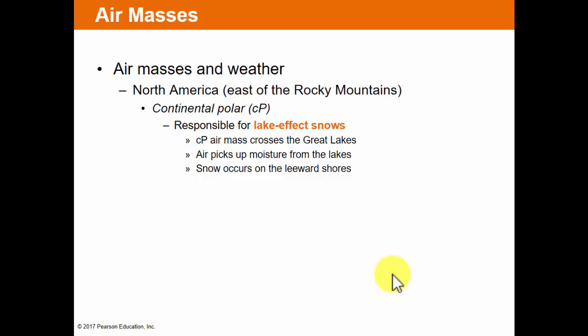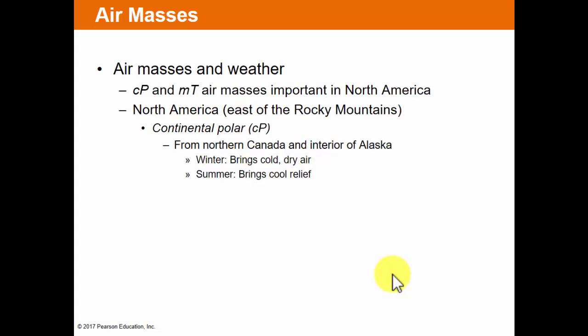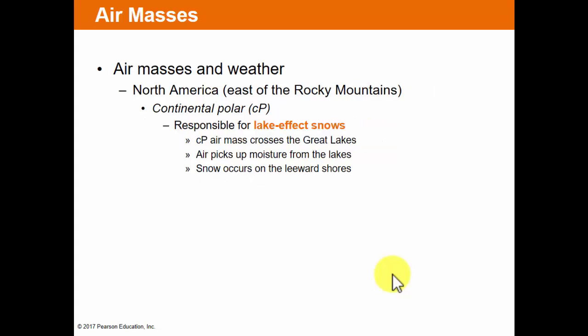Other air masses and weather components in North America, east of the Rockies, include continental polar. We talked about continental polar and its effect on bringing cold, dry air and cool relief. Continental polar can also blow cold, dry air over the Great Lakes in the wintertime. Now, those Great Lakes are warmer than the air. They're not warm like you would want to go swimming, but they are warmer than the air.